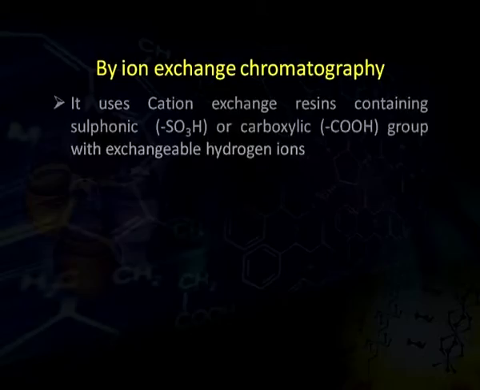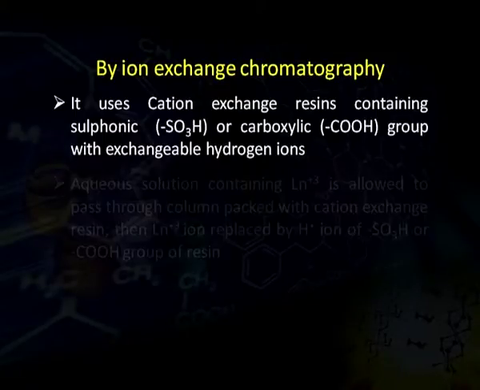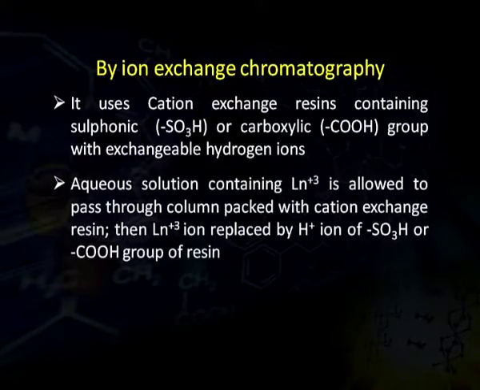The ion exchange chromatographic method is much better. It uses cation exchange resin containing sulfonic or carboxylic groups with exchangeable hydrogen ions. The exchange process is mostly stoichiometric in nature, and the exchange of ions takes place at the surface. The aqueous solution containing lanthanides in +3 state is allowed to pass through a column packed with cation exchange resin. Then lanthanum +3 ions are replaced by the hydrogen ion.